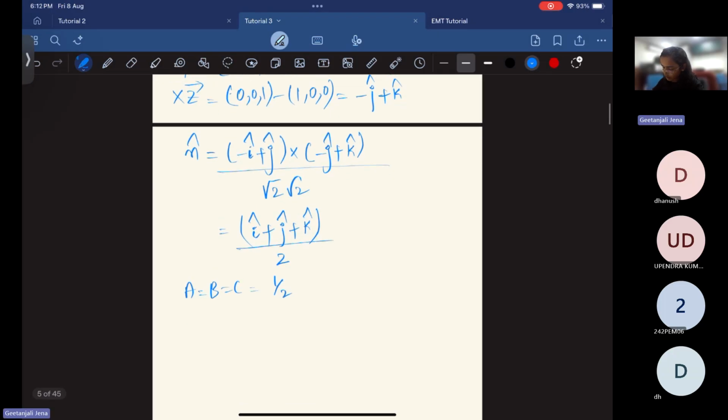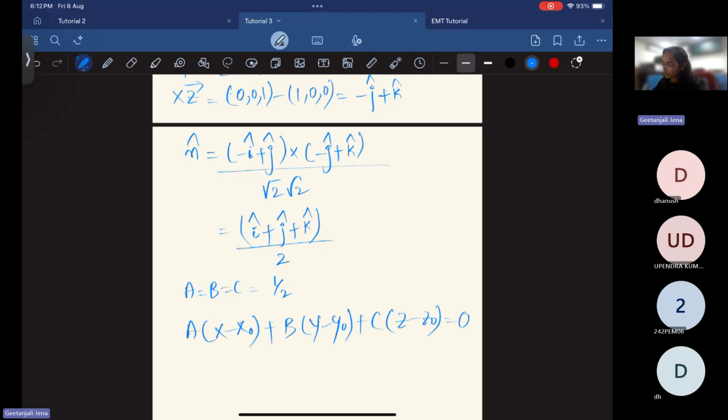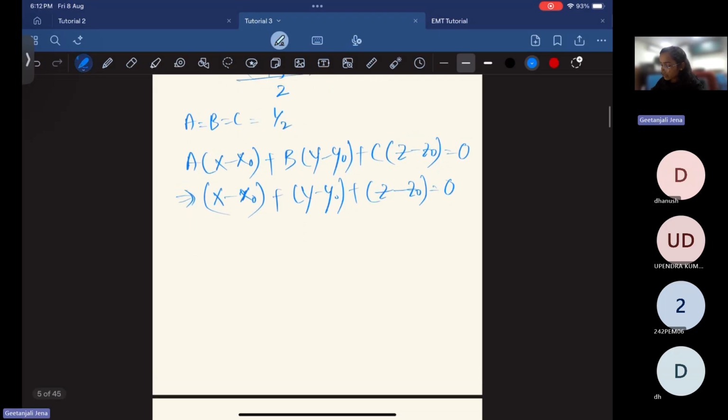So now you just use a(x − x0) + b(y − y0) + c(z − z0) = 0. A, B, C are equal, so this will give (x − x0) + (y − y0) + (z − z0) = 0. You can take any corner if you want, and this will give the same equation.